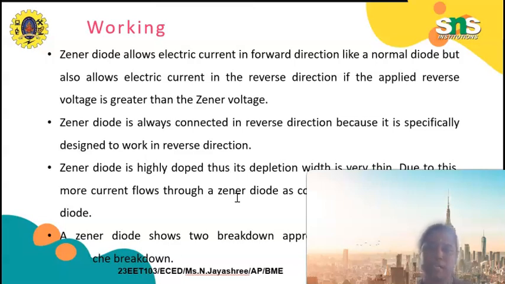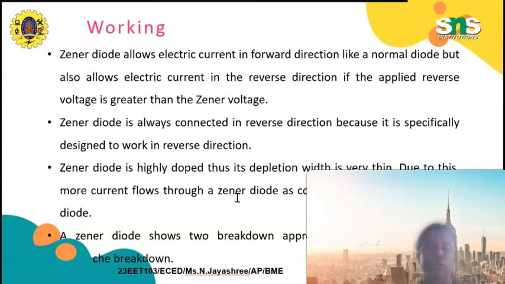Zener diode allows the electric current in the forward direction like the normal diode, but allows electric current in the reverse direction if the applied reverse voltage is greater than the Zener voltage. Zener diode is always connected in reverse direction because it is specifically designed to work in reverse direction. Zener diode is highly doped, thus its depletion width is very thin, so more current flows through the Zener diode as compared to the normal junction diode.